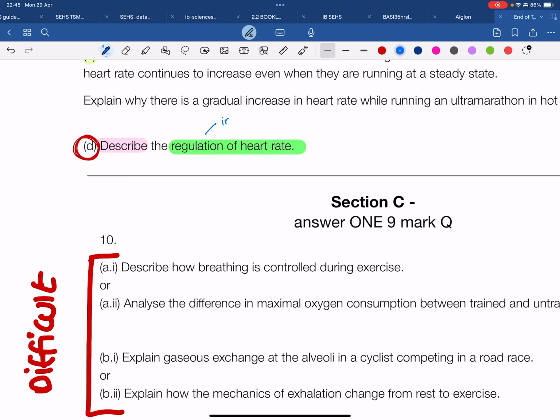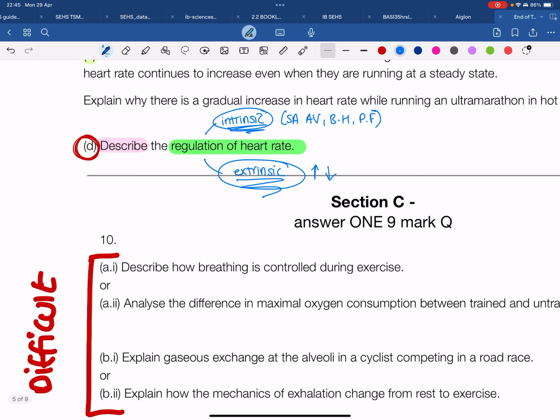We've got intrinsic control and we've got extrinsic control. So intrinsic is all that stuff about the SA node, the AV node, the bundle of His, the Purkinje fibres. So that's all the stuff inside the heart. Extrinsic control is the stuff that's going on beyond the heart. So this is actually a bit more interesting in terms of going up and down. So increasing and decreasing it is to do with this one. This is just keeping it going.